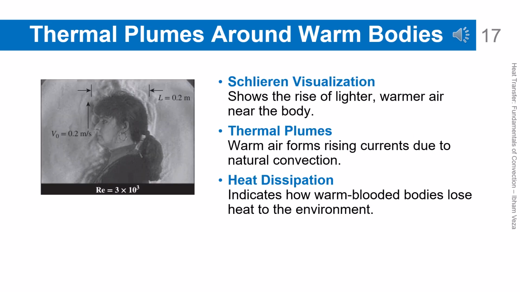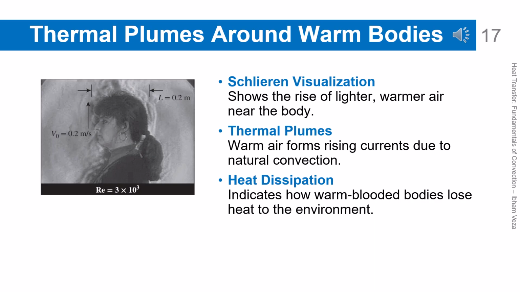Thermal plumes around warm bodies. Schlieren visualization shows how warmer and lighter air rises around the human body. This phenomenon is called a thermal plume and is an example of natural convection. The air heated near the body's surface moves upward due to buoyancy forces.